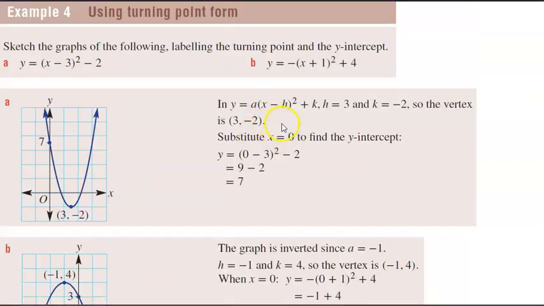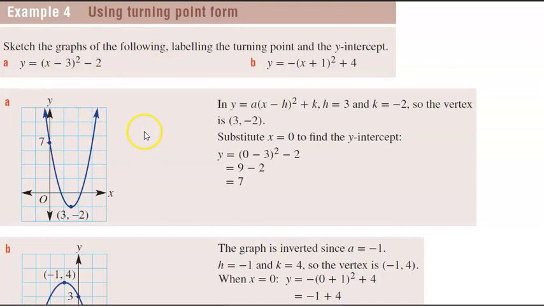For the last 2 examples, we're now going to get into a bit more depth on the different types of parabolas that you can get. Here again we're going to label the turning point and the y-intercept. So first one, we have y is equal to (x minus 3) all squared minus 2. Okay, so let's see what's going on.